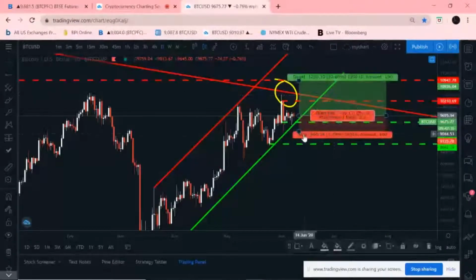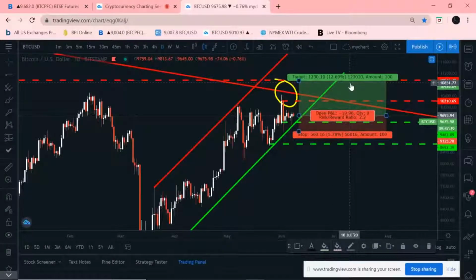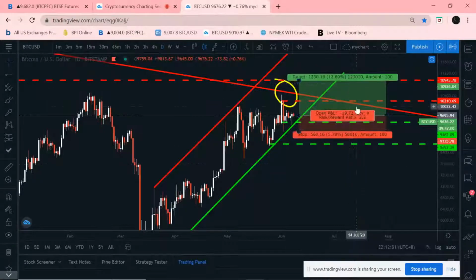However, if I'm wrong and I got stopped out, the risk that I'm expecting is around 5.78%. And of course, if my TP gets closed, I'm expecting 12.69%. If that is 100 times leverage, at least 1,200%.